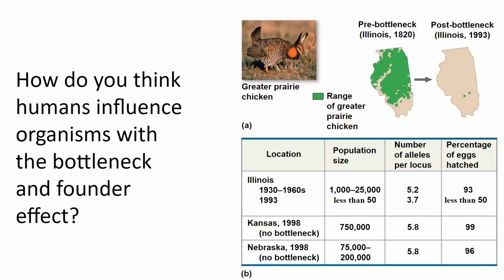Large reductions in a population can occur due to habitat loss. Here we can see the bottleneck effect on a bird species called the greater prairie chicken. Originally, the distribution of these birds covered most of Illinois. However, urbanization and conversion of land for agricultural use dramatically reduced the population down to just a few small areas in the state. Scientists observing this bottleneck studied the allele frequencies and determined that the number of alleles was substantially reduced.